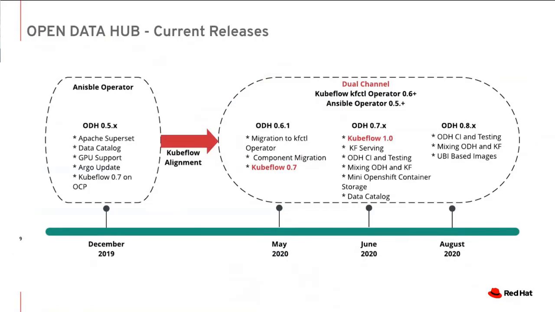So the current release is 0.7. You can see a few of the components we have released. We have full support for Kubeflow version 1.0. You can deploy that with our operator on OpenShift. KFServing support with our operator, which we could use with Open Data Hub. And full CI testing on all of our updates and releases.